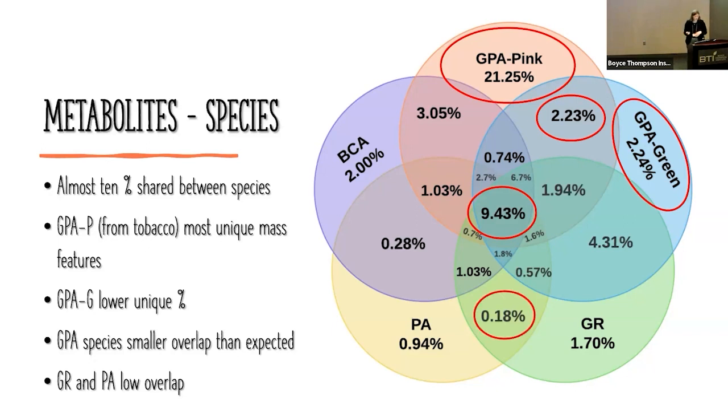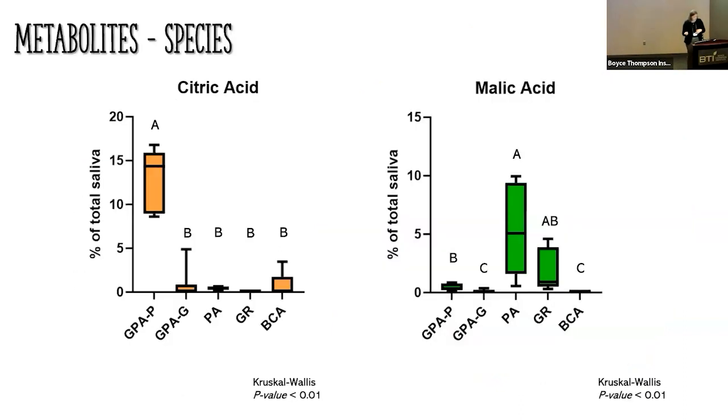And P. aphid and GR aphid, which are both specialist species, they also had quite a low overlap. This may be because they're trying to infest completely different host plants. So we pulled the same 2 special metabolites out of that roughly 10% overlap in the middle. And this one, we could see a lot more statistically significant results. So for GPAP, it had the highest abundance of citric acid in its saliva as compared to the other species. And then for malic acid, it was actually the P. aphid followed by the goldenrod aphid that had the highest amount of malic acid per percentage in their saliva.